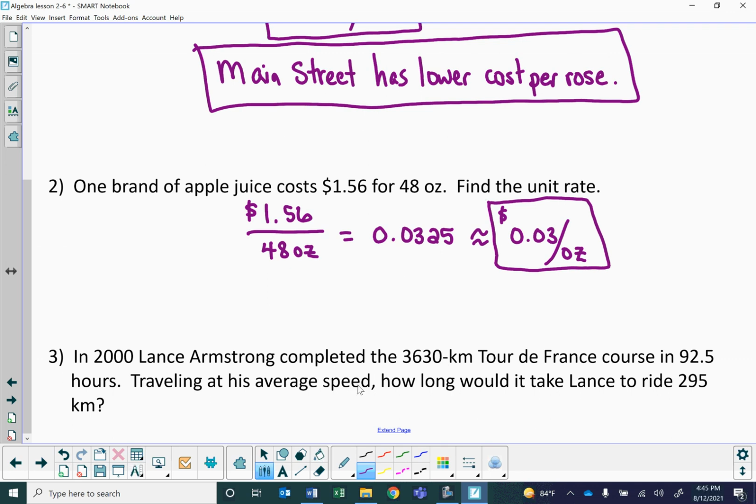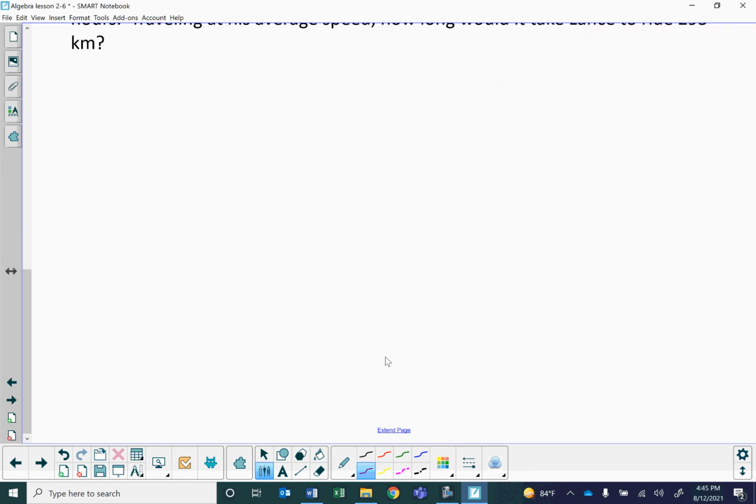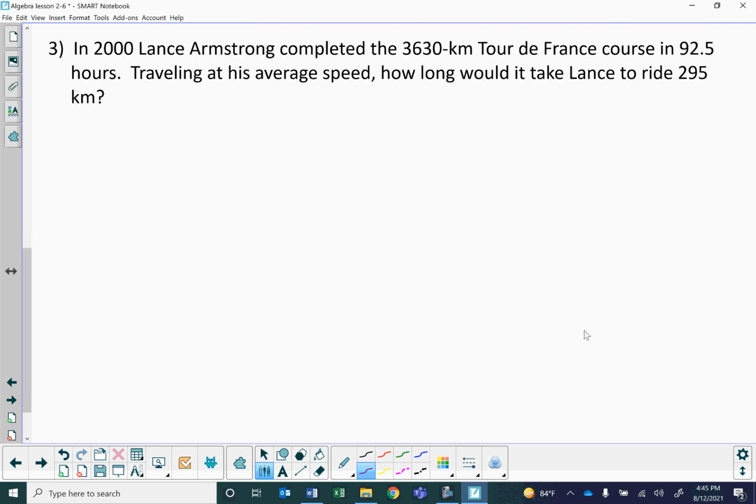Number 3, in 2000, that was a long time ago, Lance Armstrong completed the 3,630-kilometer Tour de France course in 92.5 hours. By the way, that's a bicycle course. In case you didn't know, Tour de France is the most famous bicycle racing course raced over 21 days, over lots and lots and lots of mountains. They go over the Alps and they go over the Pyrenees, so that's a lot of biking up some very tough mountains. Traveling at his average speed, how long would it take Lance to ride 295 kilometers?